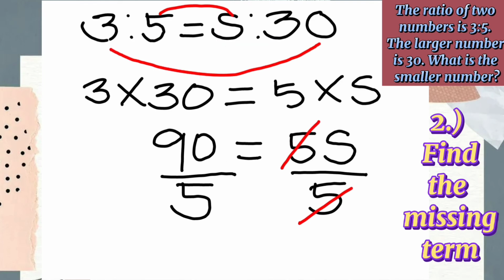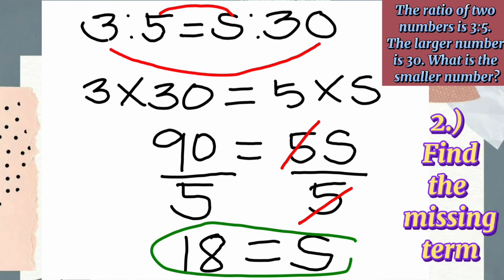Balik na tayo sa ating sinusolve. So 90 divided by 5, so ang nakuha natin dyan ay 18. Equals 5S divided by 5, ang natira na lang dyan ay S. Ibig sabihin, ang ating smaller number ay 18.